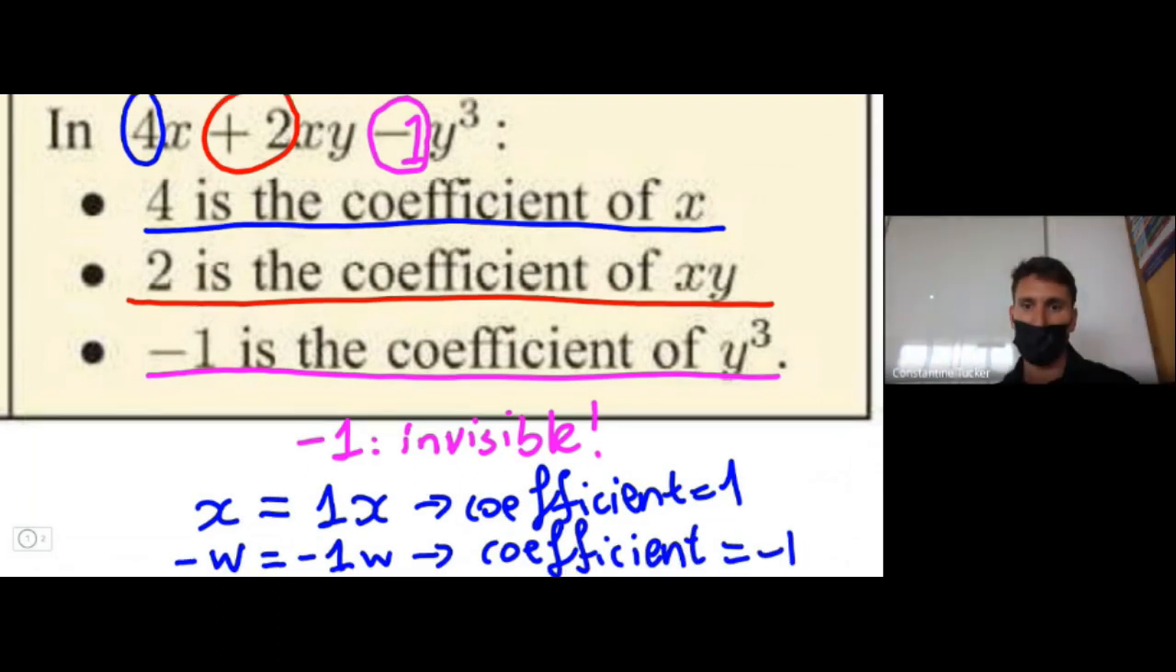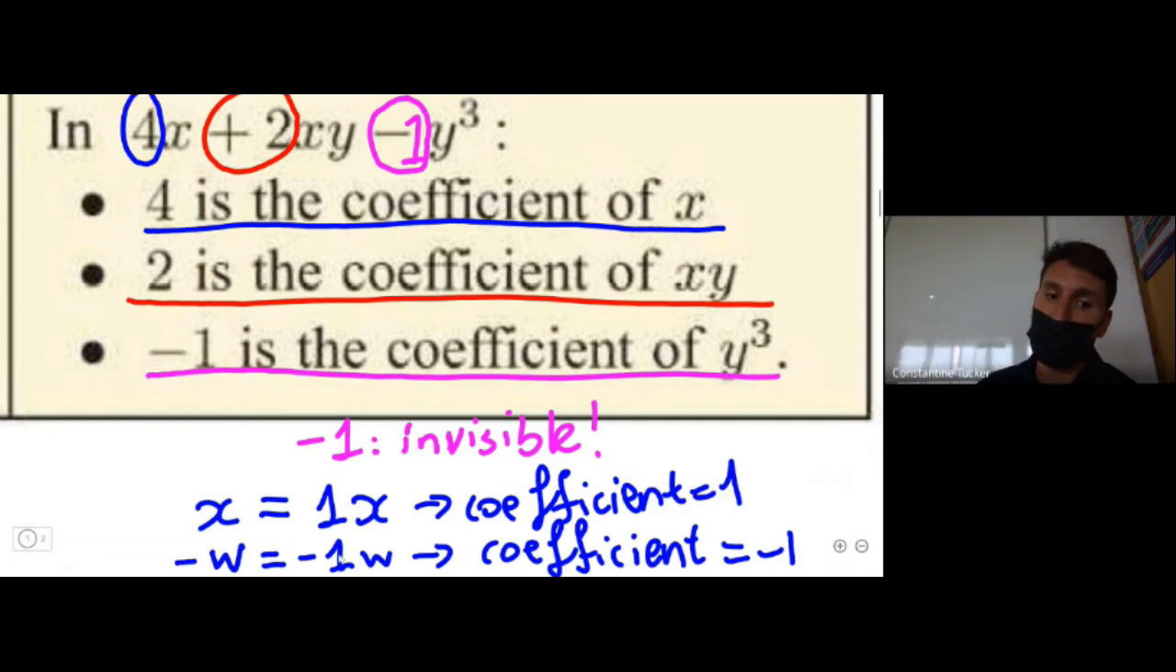Yes. Like, how would I know if it's not 4x plus 2xy minus y to the power of 3, or if it is minus 1 y to the power of 10? So you're asking me how do I know if the 1 is cubed, or how do I know if the y? How do you know if there's a 1 or if there's not?